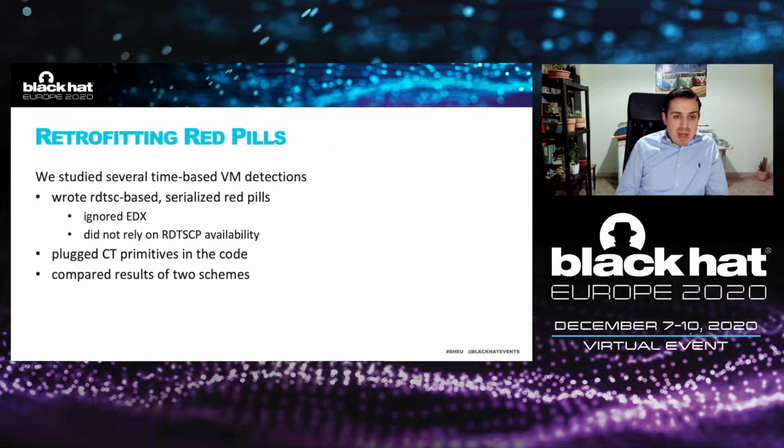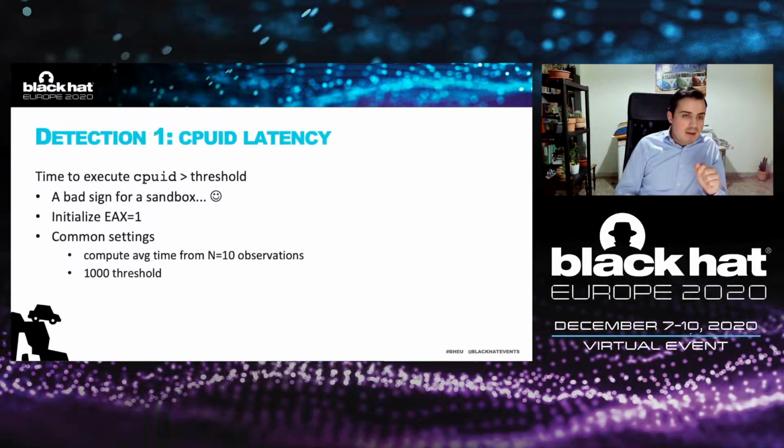So now we have a time primitive, and we want to put it into action. We studied popular time-based detections for hypervisors, and we implemented them both with RDTSC, and then we plugged the counter thread version into our counter thread primitives, and then we compared the results. So I will be presenting 4 detections. One, which I already kind of presented, is the latency of the CPUID instruction.